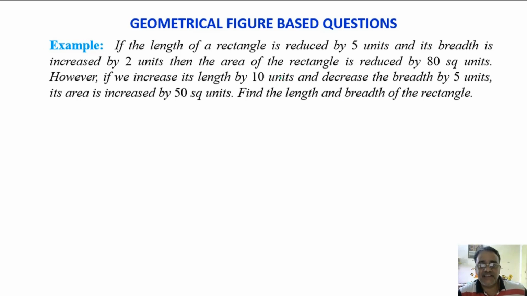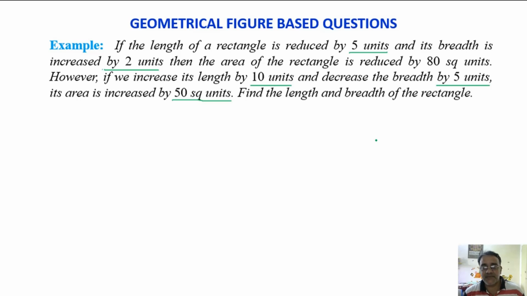If the length of a rectangle is reduced by 5 units and its breadth is increased by 3 units, then the area of the rectangle is reduced by 80 square units. Question clear? However, if we increase its length by 10 units and decrease the breadth by 5 units, the area is increased by 50 square units. Find the length and the breadth of the rectangle.